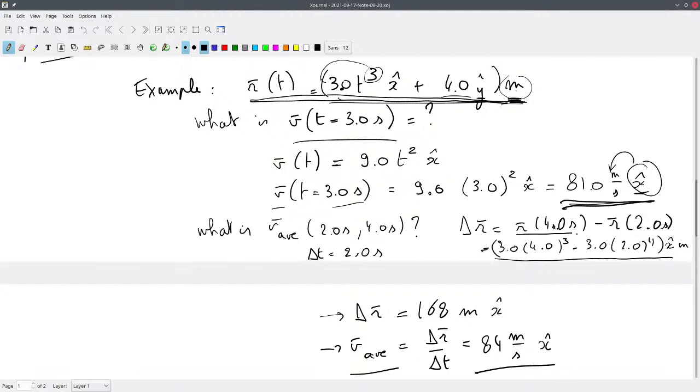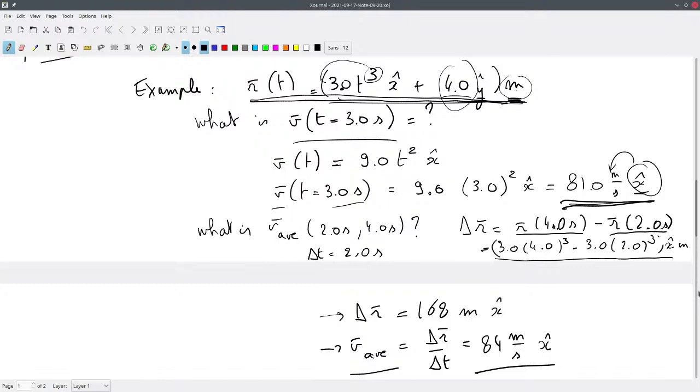So delta r is r at 4 seconds minus r at 2 seconds. And because the y components will be the same for r at 4 seconds and r at 2 seconds, we're not going to have a y component in the difference. I realized that I have a power 4, which should have been a power 3 here. So that's going to be 3 times t to the third, so 3 times 4 seconds to the third, minus 3 times 2 seconds to the third. Now t is equal to 2. So that gives us that difference. And so if you plug in the math, 3 times 64 minus 3 times 8, that will give you 168.